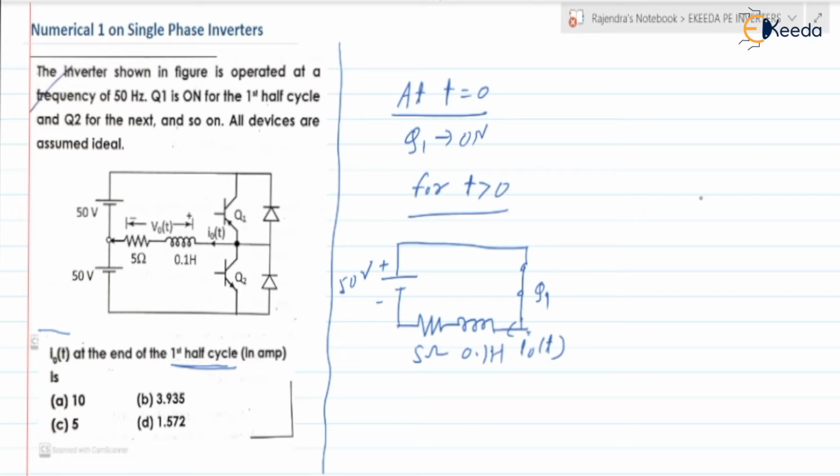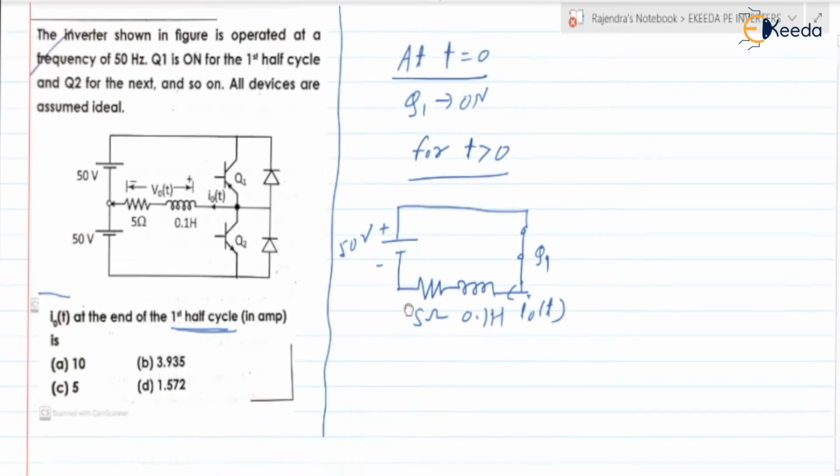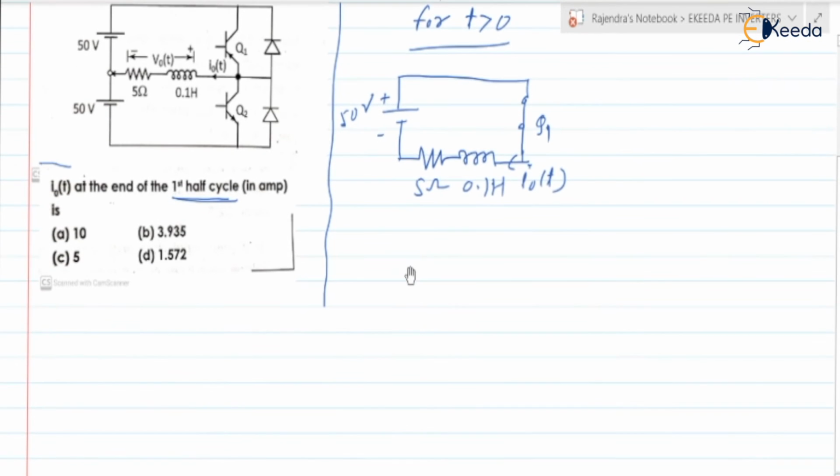Now as this is for the very first cycle, what is the initial current flowing through the circuit? It will definitely be 0. Initial current means at t is equal to 0 the current I0 will be 0 only. So if you check the I0 waveform, it will be like this, because the inductor starts storing the energy, so it will be starting from 0.